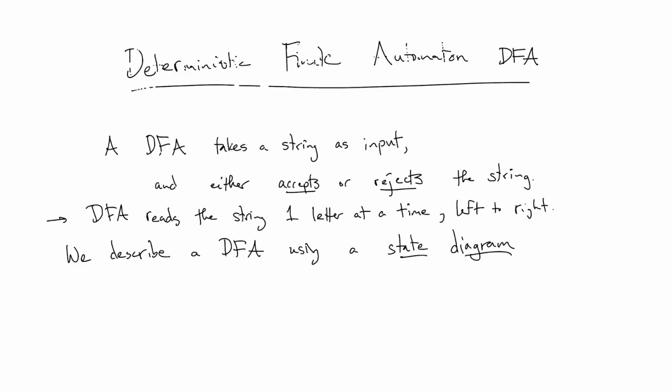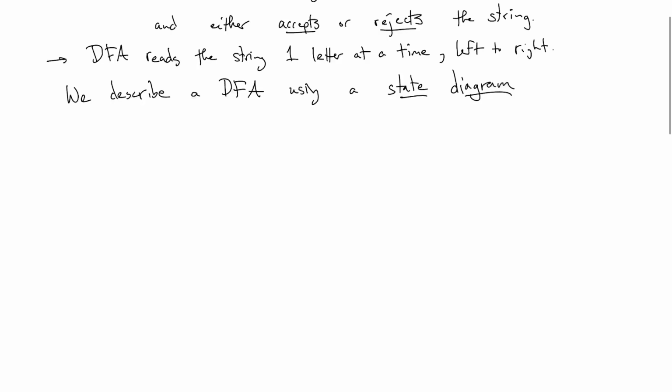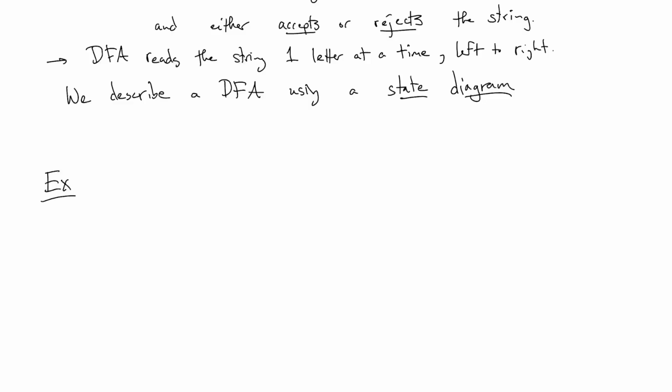So here is a very simple example, and then we're going to do increasingly more interesting examples. But here is a very simple example. This I'm going to call an even length machine. I put an extra H in there.